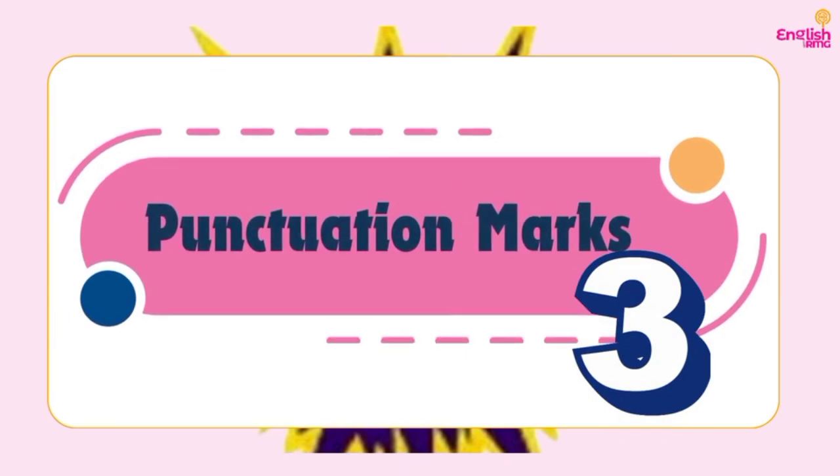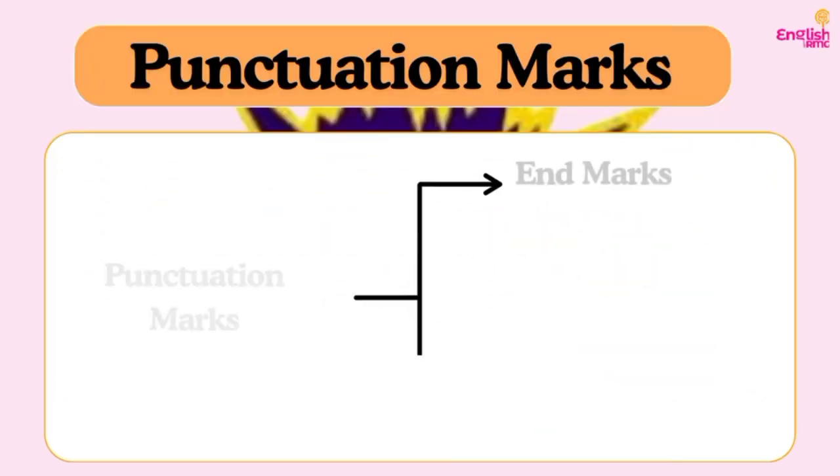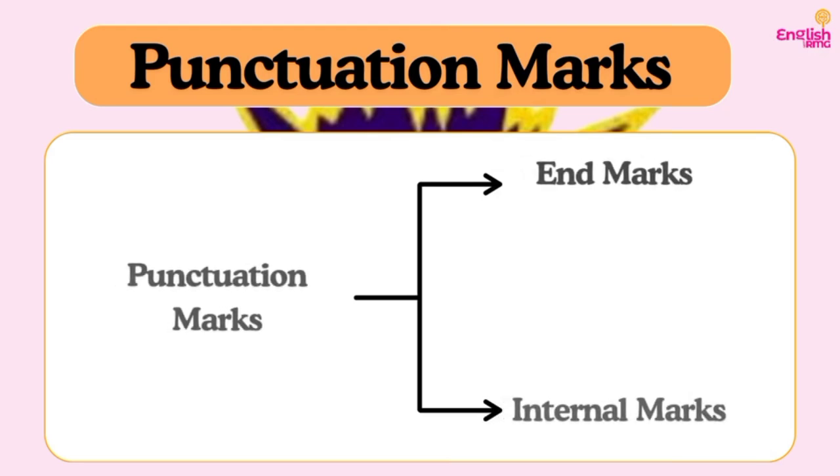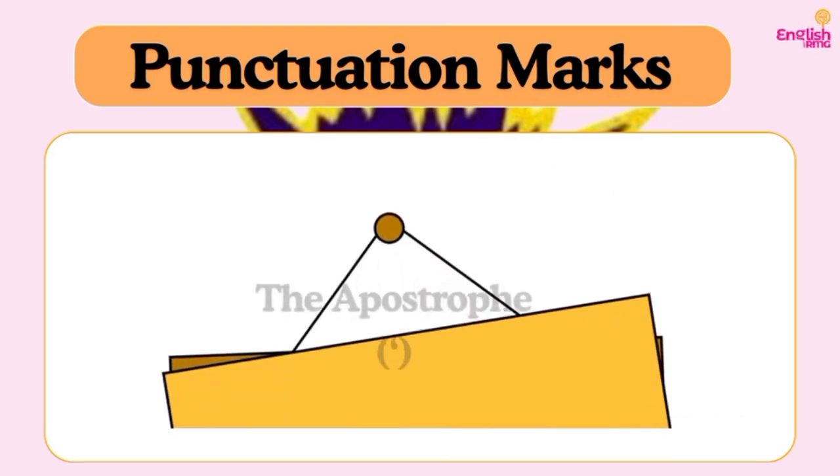So, this is part 3 of this series on punctuation marks. I've done the first and the second part, and if you would like to watch that first, you can go to the description below to watch that first before you continue. Also, I've explained that punctuation marks are generally divided into two, which are the end marks and the internal marks. The end marks are three, which are the full stop, the question mark, and the exclamation mark. And now we are discussing the internal marks one after the other.